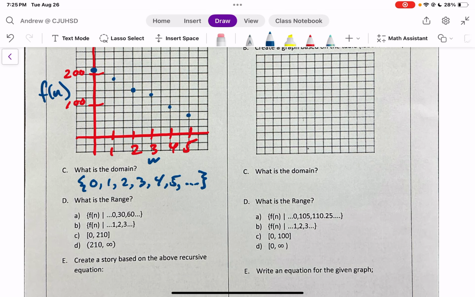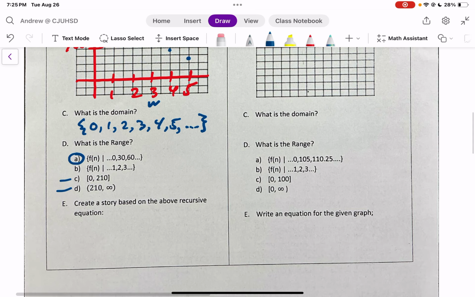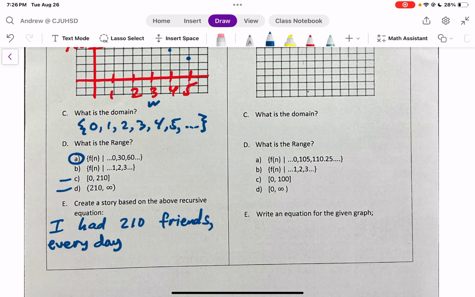So I'm going to go ahead and pick this one. Definitely wouldn't do C or D because those are continuous. The story, I don't know. What could that be? So I had 210 friends, and every day I block 30 of them. I don't want any more friends.